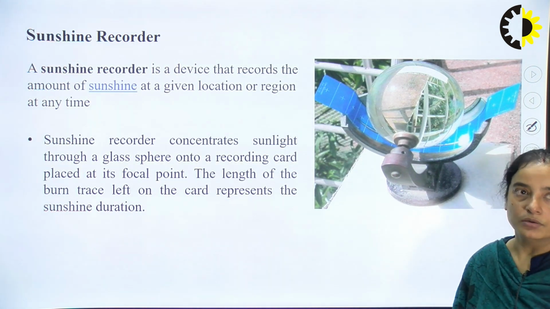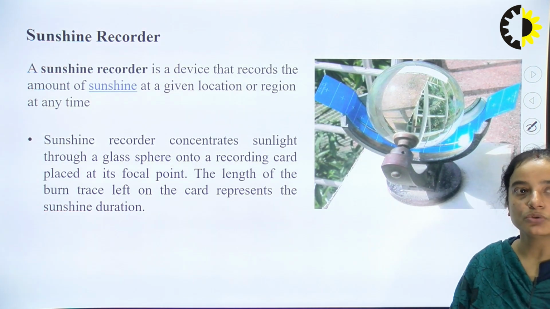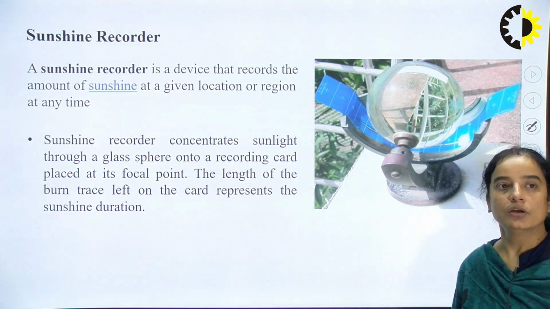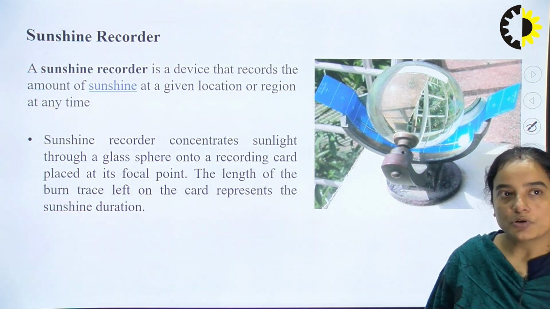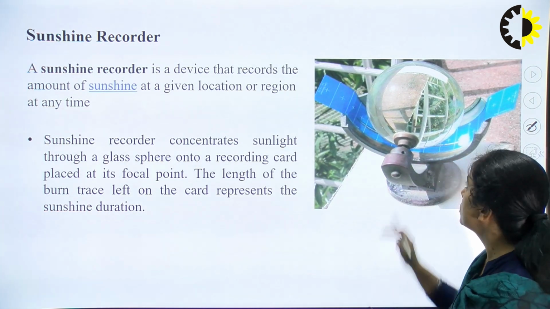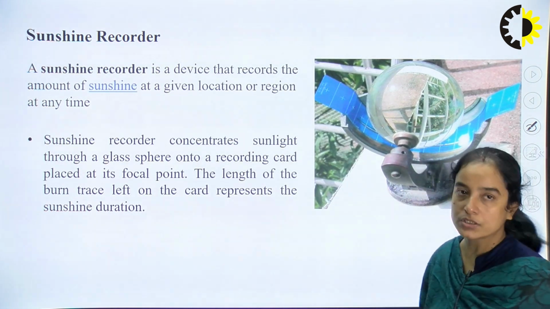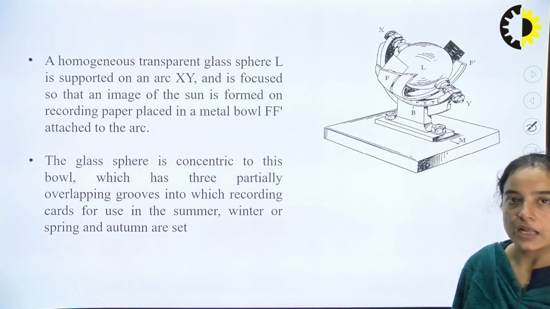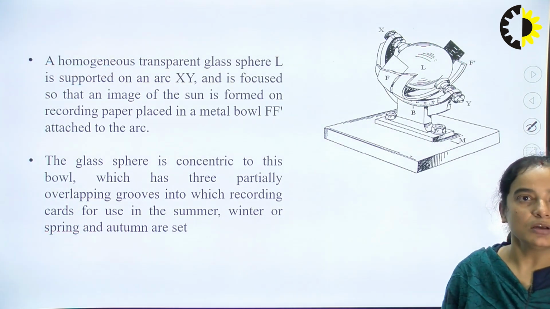This is the picture of the sunshine recorder. It records the amount of sunshine at any location. It concentrates solar radiation through this glass and records the radiation. This is another picture of the same instrument.